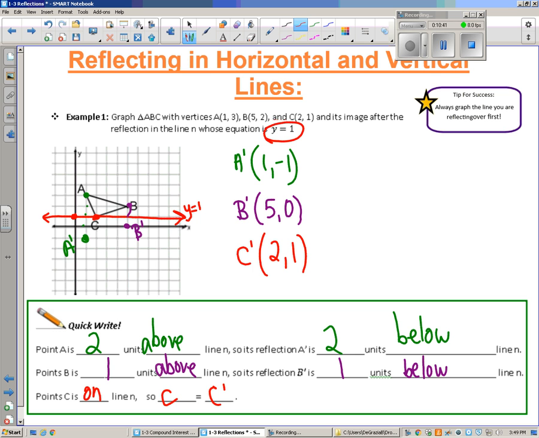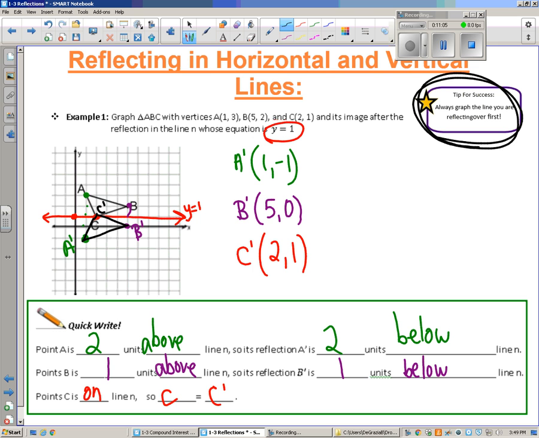And then you just want to finish the problem by connecting all the vertices. You can even label this C prime because it is there now. And you have your triangle that's reflected over the line y equals 1. So remember, your tip for success is to always graph the line first that you're reflecting over. If you're not doing that, you have to play it by ear, and that's going to get a little sloppy. You don't want to get into a habit of that.